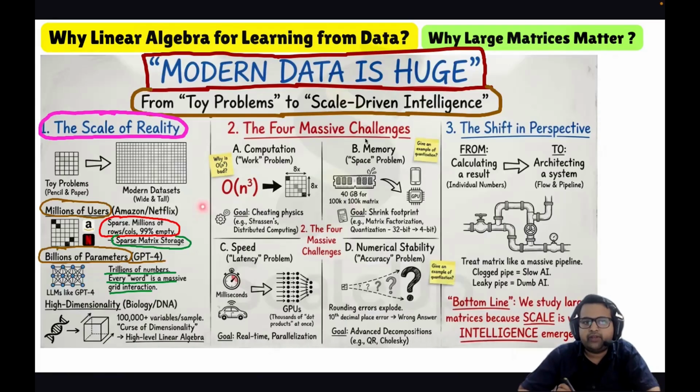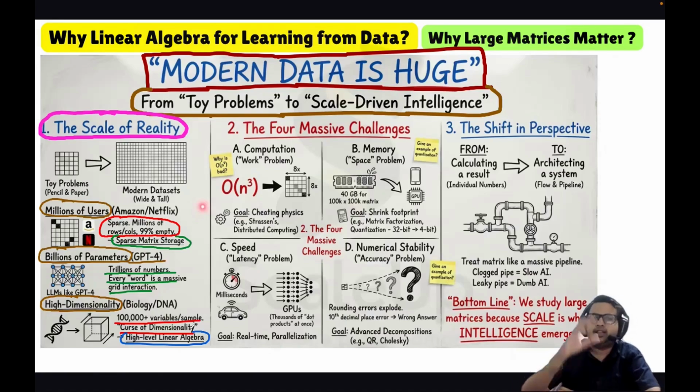The world where we are living in, we are dealing with high dimensional data, high dimensionality. In biology, a single DNA sample can have 1 lakh plus variables. And that is what the curse of dimensionality is, because with 1 lakh plus variables is where traditional statistics break down. And here, high level linear algebra comes into the picture. We make use of dimensionality reduction to reduce the dimensions, and for that, we make use of high level linear algebra that can find the signal in the noise.